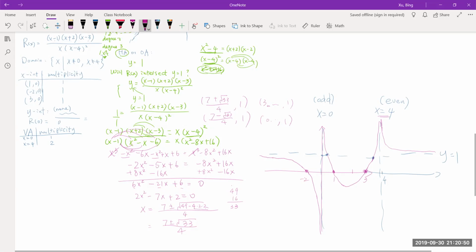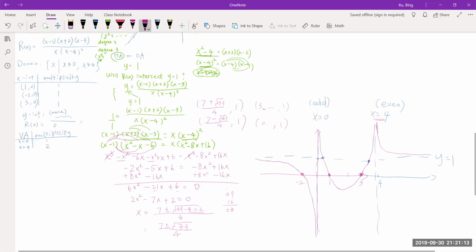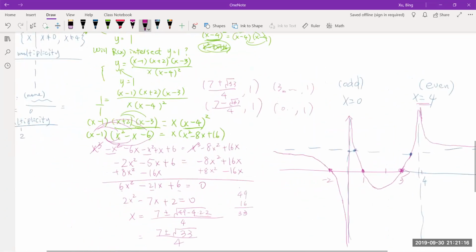Any questions on this problem? Yeah, this one is tough on finding where your graph intercepts y equals 1. Any other questions? All right.